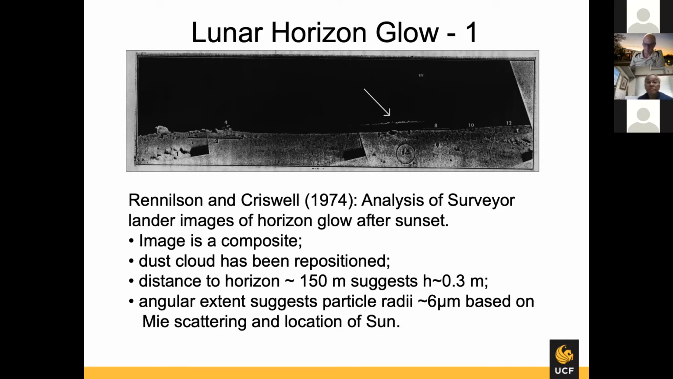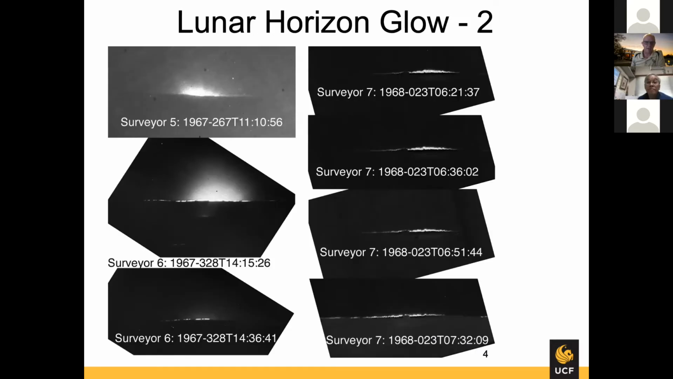So I dug around, and it turns out that this is a pre-Photoshop era Photoshopped picture. It's a composite of several pictures, and things have been rearranged. The original images look like this. These are several of the original raw image files from Surveyors 5, 6, and 7, looking toward the horizon after sunset. And the Surveyor 7 images on the right are the ones that Rennilson and Criswell were looking at specifically.